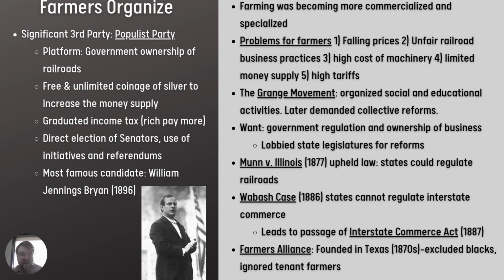And so you have a sizable portion of people supporting this, particularly farmers, and then you have industrialists and urban workers who end up turning against this. The most famous presidential candidate is William Jennings Bryan, who made the famous speech that you shall not crucify me upon a cross of gold. And he ran for president in 1896 and he lost. But some of these things did happen.